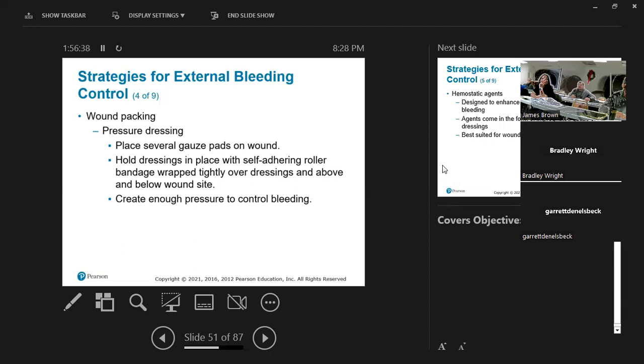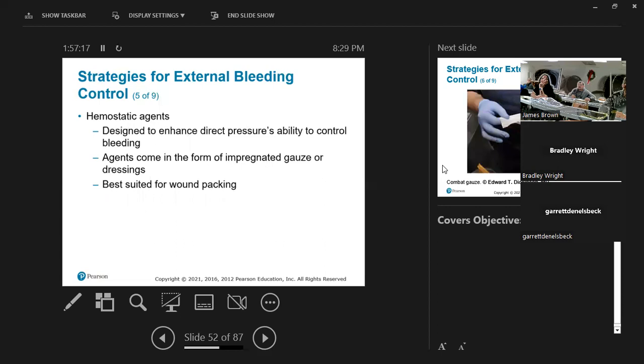You'll commonly see things like this in trauma bags. North American Rescue makes them, TacMed makes them, things like that. You can also make your own: put that on there and then use your Kerlix, wrap it up tight, distal to proximal, and roll it up that way. We'll show you some tricks just using gauze and the dressing.